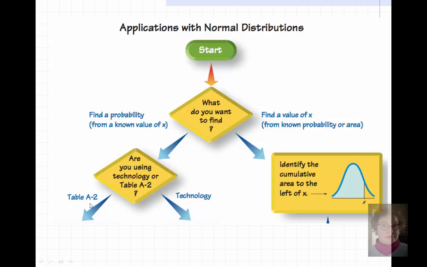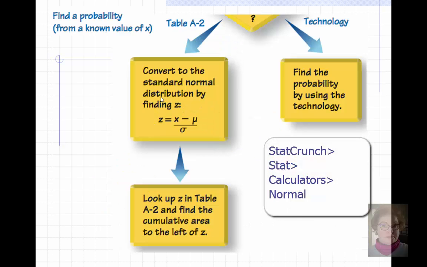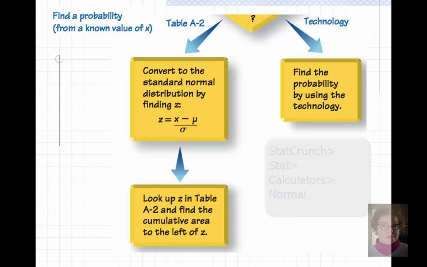So are we going to use table A2 or are we going to use technology? Well, let's follow the A2 first. And so the first thing I need to do is I need to standardize my score, and then I'm going to look that up in table A2. If I'm going to use technology, I go directly to finding the probability by using the technology. StatCrunch to do this, you go to Stat, Calculators, Normal.